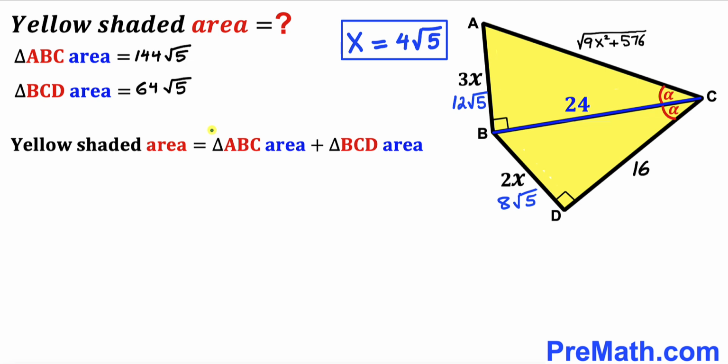And here's our final step. Now let's go ahead and calculate the area of this yellow shaded region. We already figured out our triangle ABC area over here and the triangle BCD area over here as well. Let's go ahead and fill in the blanks. So we got 144 times the square root of 5 plus 64 times square root of 5. And if we add everything, that is going to give us 208 times the square root of 5 square units.